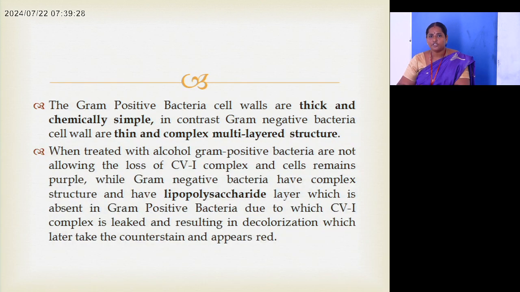Gram-positive bacterial cell walls are thick and chemically simple. In contrast, gram-negative bacterial cell walls are thin with a complex multi-layer structure. When treated with alcohol, gram-positive bacteria retain the CVI complex and the cells remain purple. Gram-negative bacteria have a lipopolysaccharide layer, which is absent in gram-positive bacteria, through which the CVI complex leaks, resulting in decolorization.